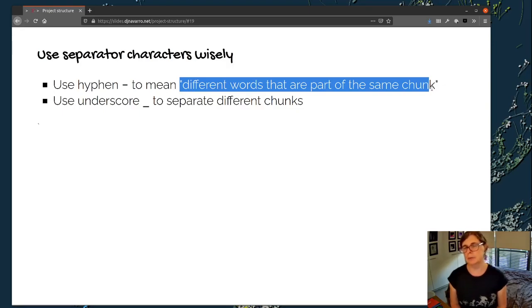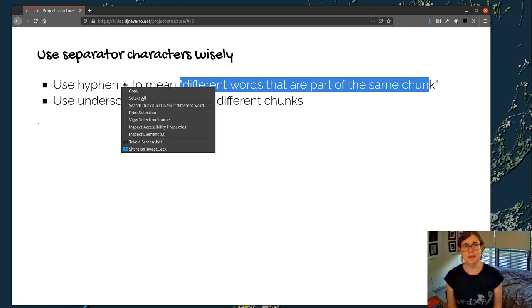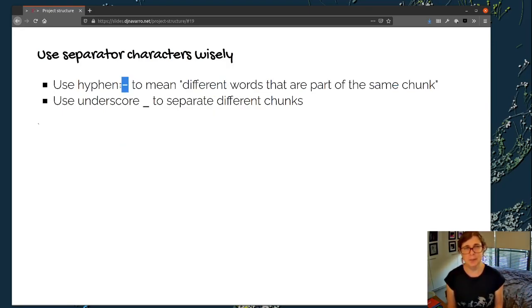The general suggestion I have is that a hyphen means different words that are part of the same chunk. For example, if you've got the play Romeo and Juliet, that whole title is part of the same semantic unit, right? Romeo and Juliet is the title of the play, in the same way that Othello is the title of a different play. So this is a delimiter, or a separator, within a chunk. That's how you use hyphens. Underscore is a way of separating different chunks.